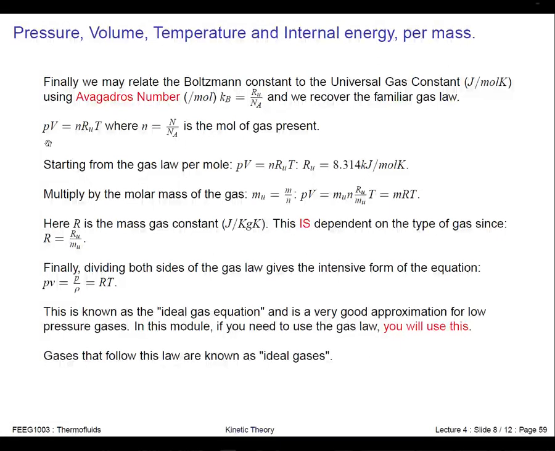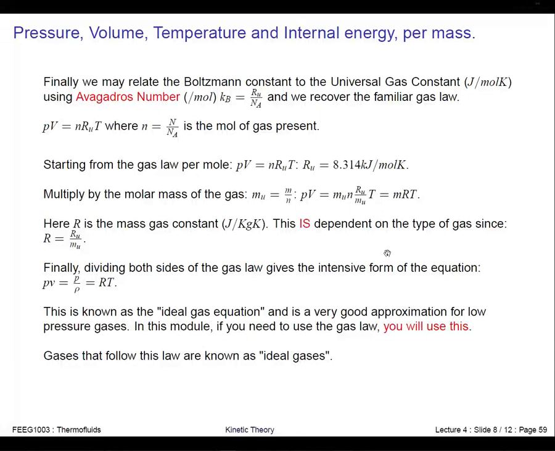And this gives us a gas law which is PV = nR_uT, where R_u is your molar gas constant, and it's a universal gas constant. It is independent of the type of gas that you're using, and it always has the same value.